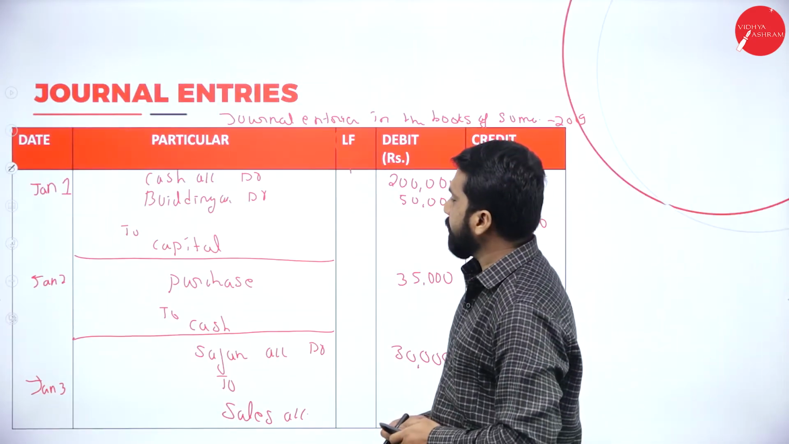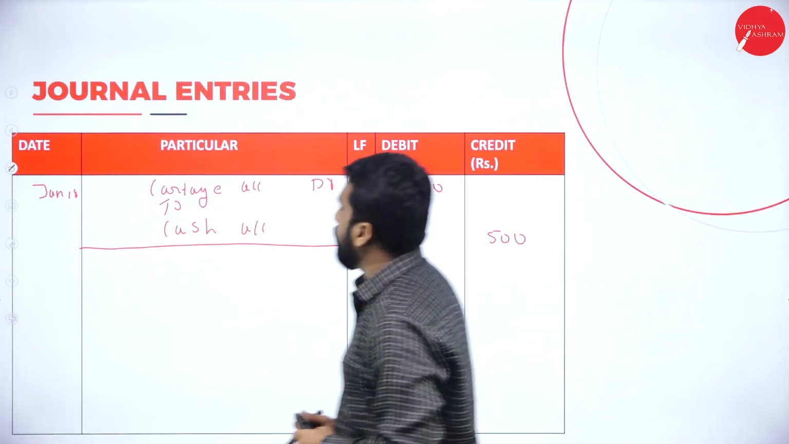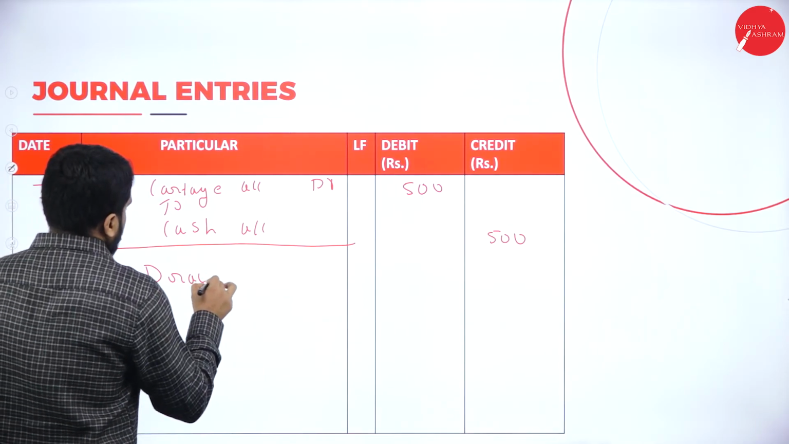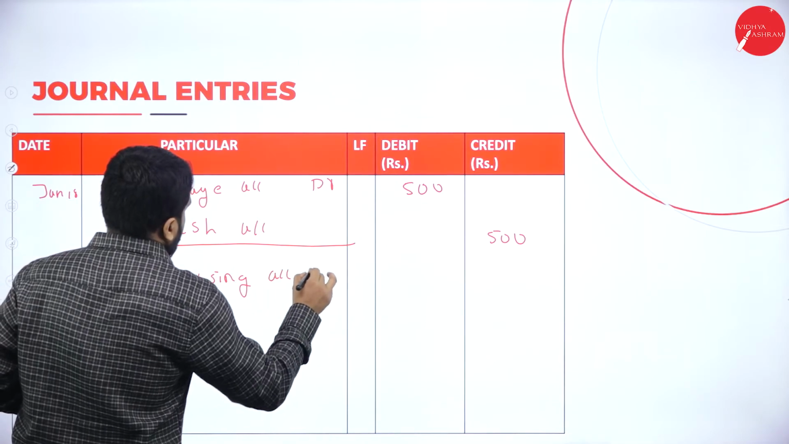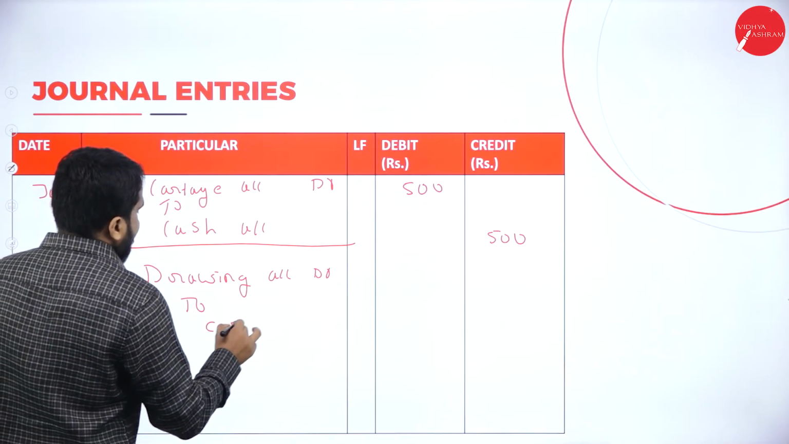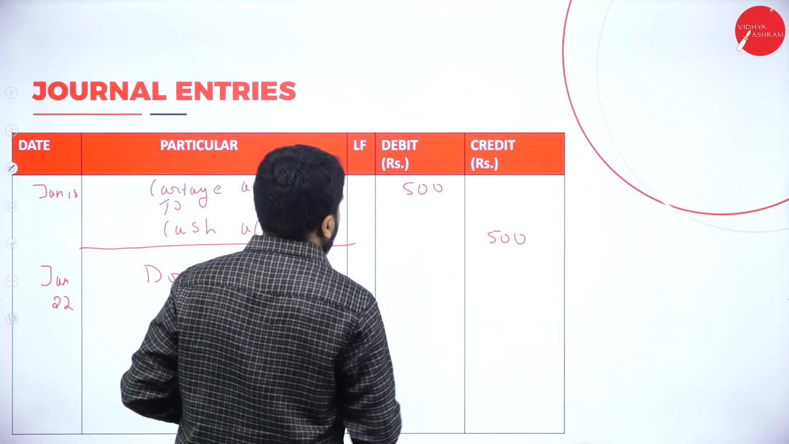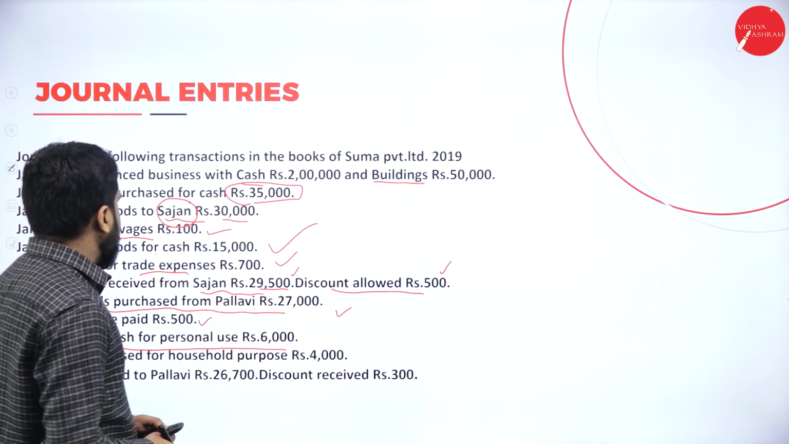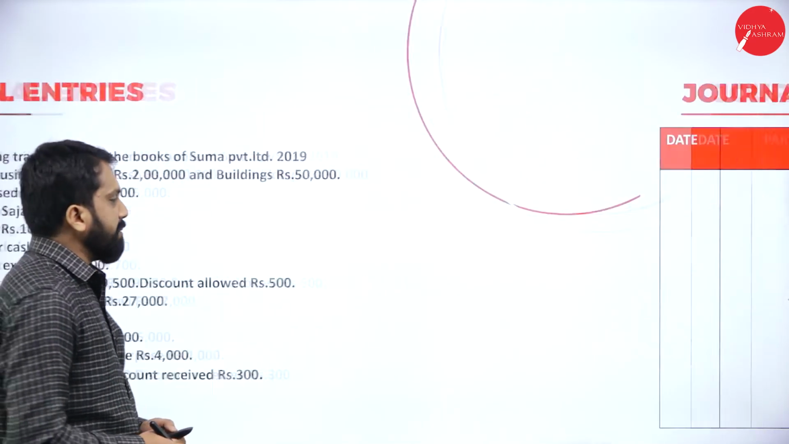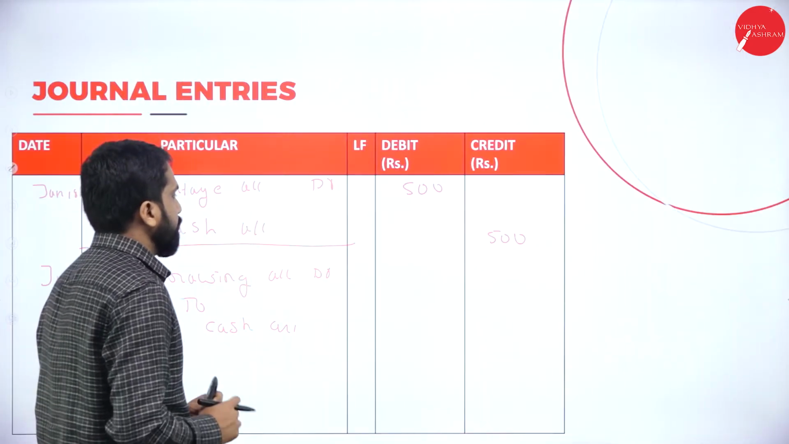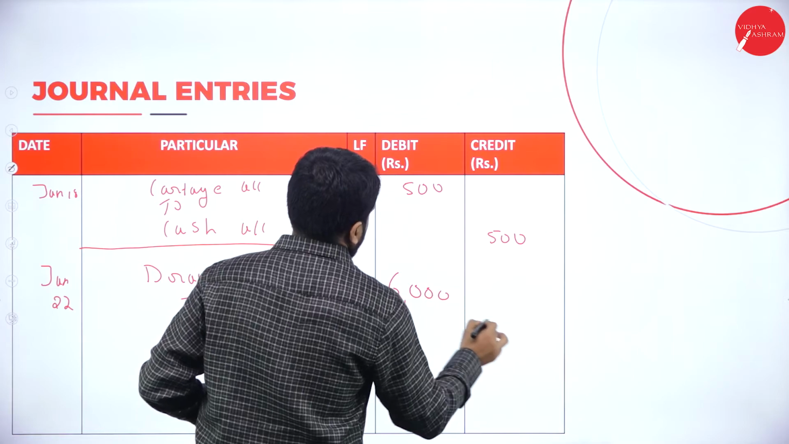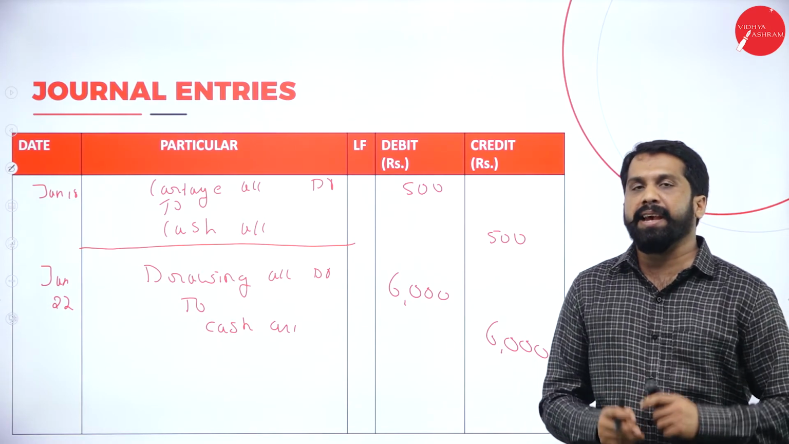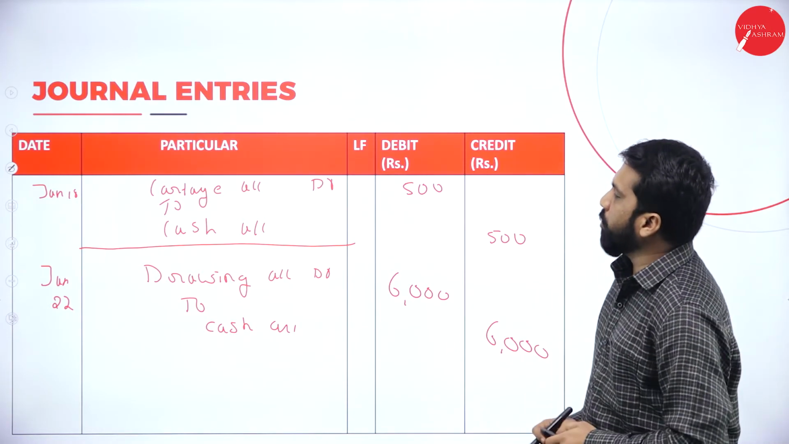What is the amount? 6,000. January 22nd. Drawings account debit to cash account. So, I'll go back and check the amount, I forgot. The amount is 6,000. So this is your January 22nd. Hope you understood. Now, we'll go back to this question.